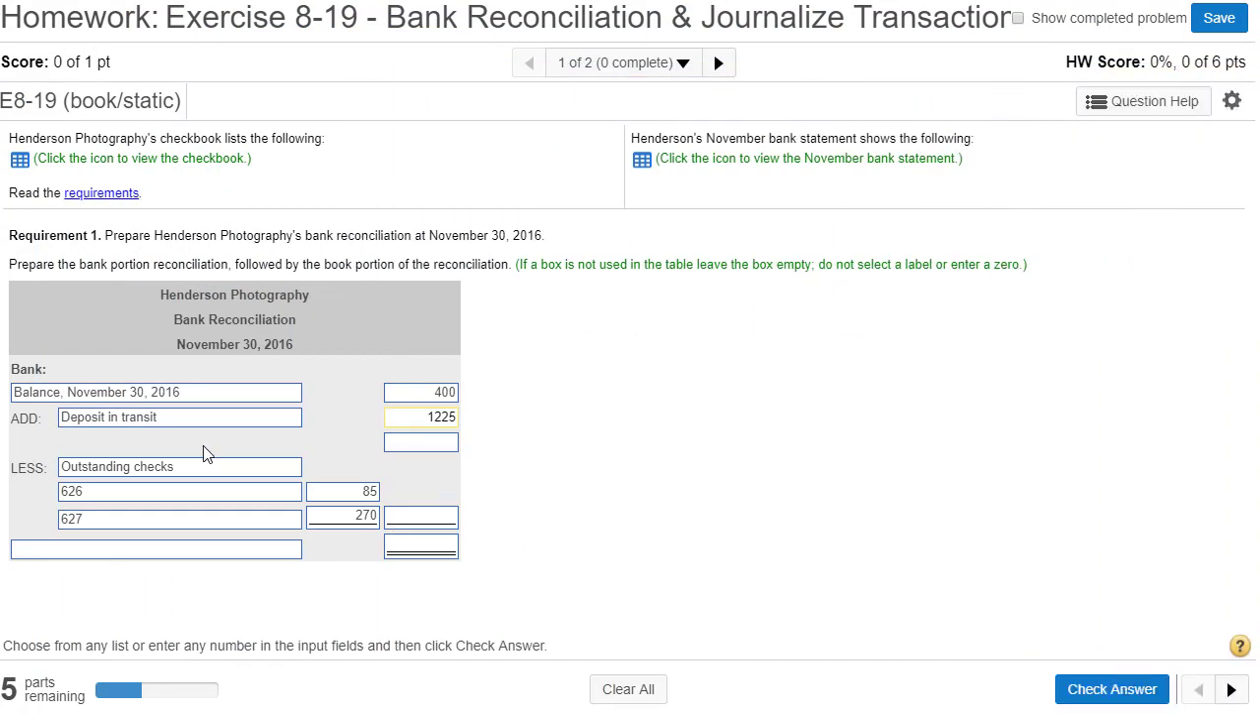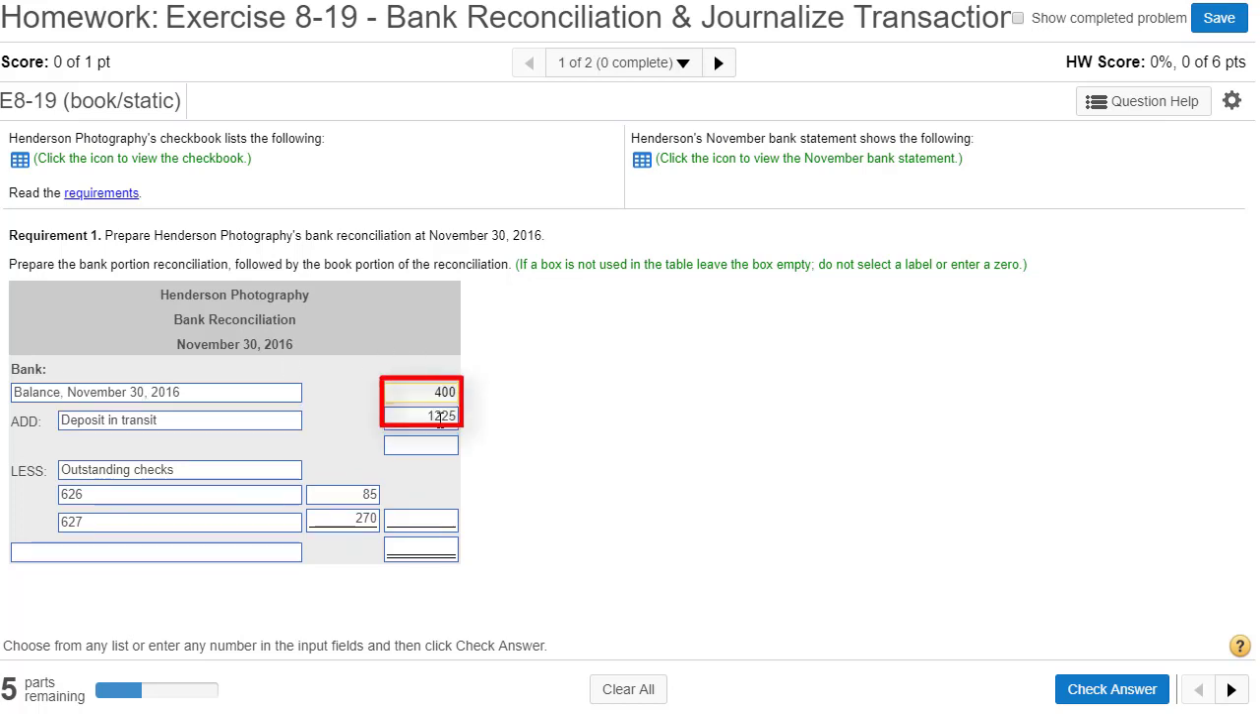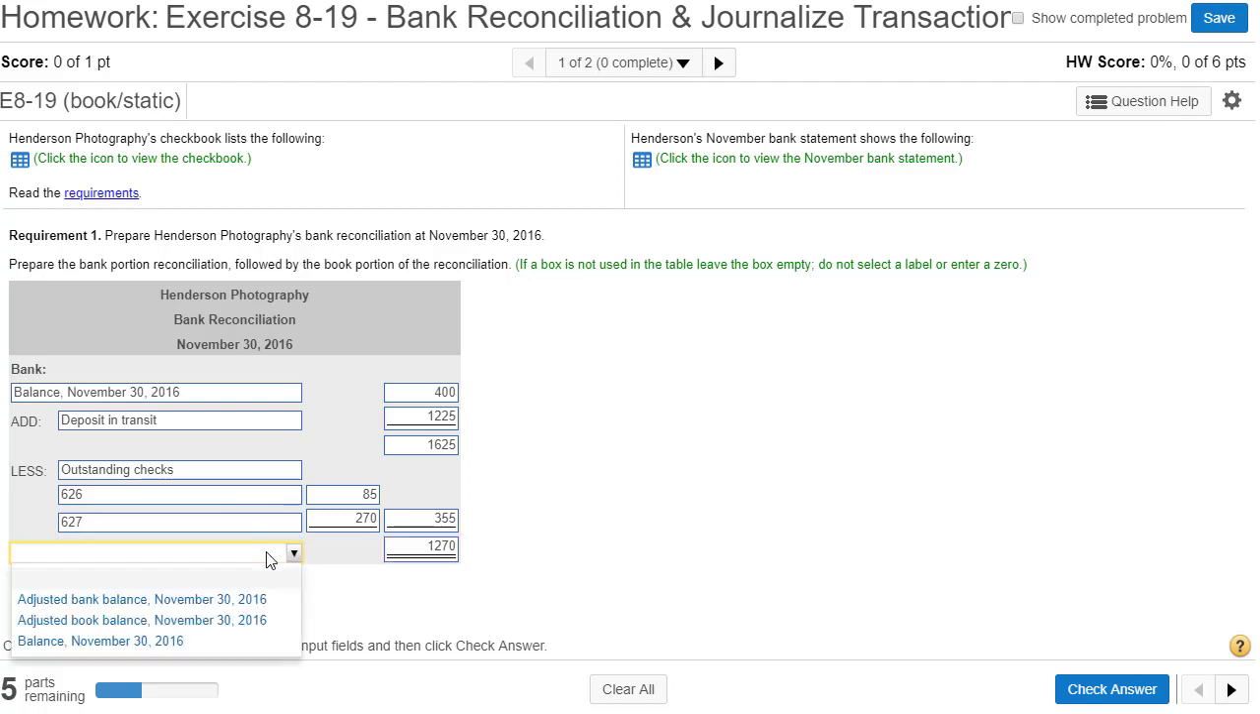Now we just need to do the math. So we got $400. We're going to add $12.25. So we got $16.25. Then we're going to add these two checks. 85 plus 270 gives us 355. Now remember, these are checks, so it's less. We need to subtract 355 from 1625, which gives us 1270. So this is the adjusted bank balance.